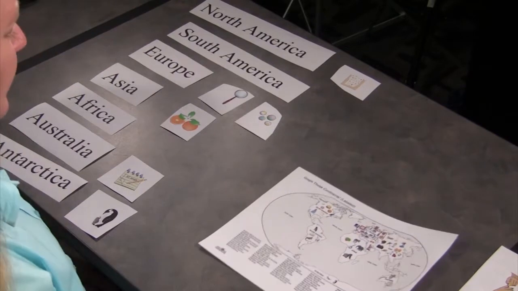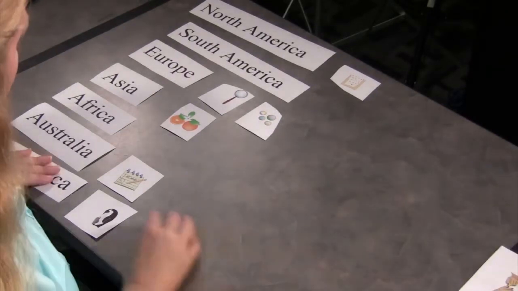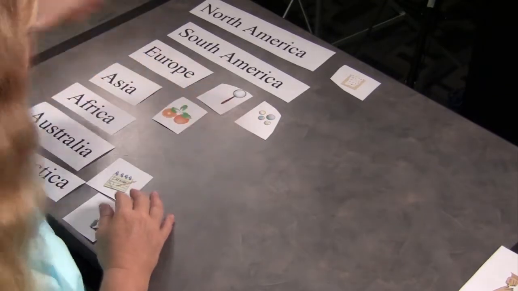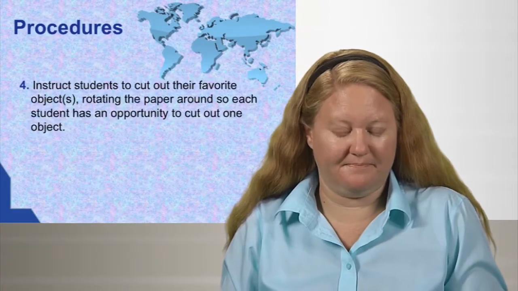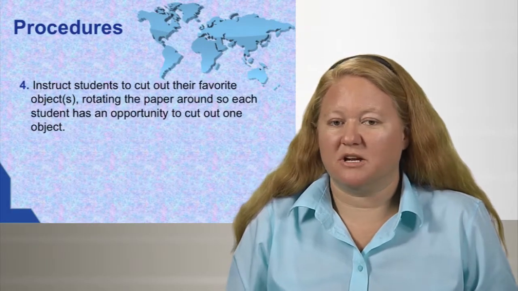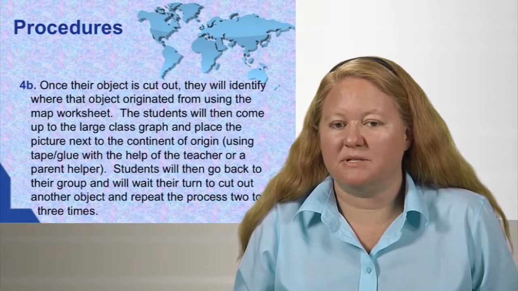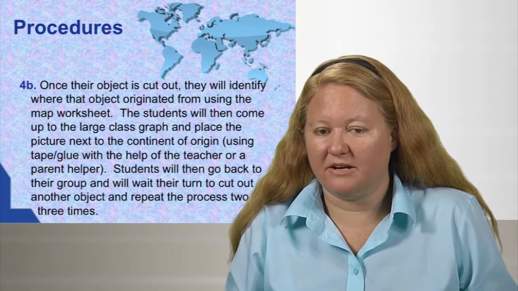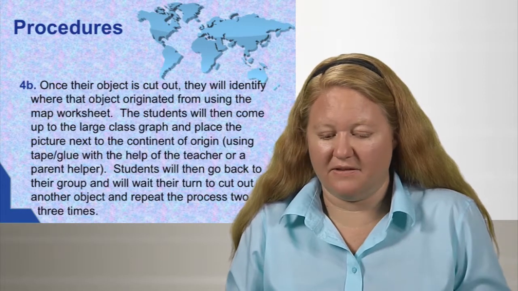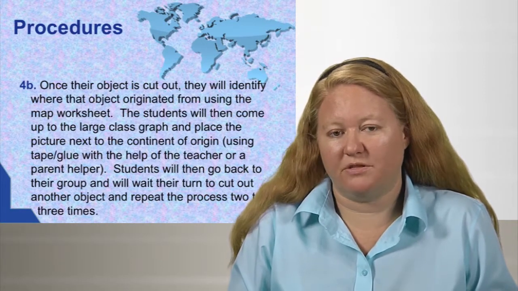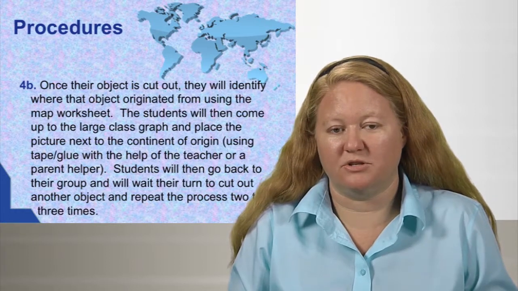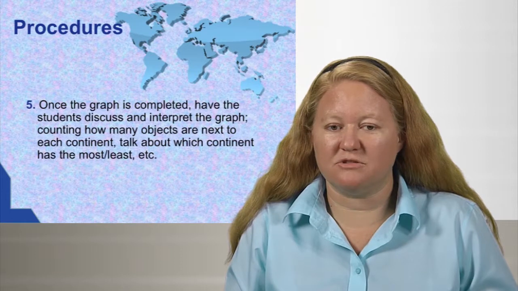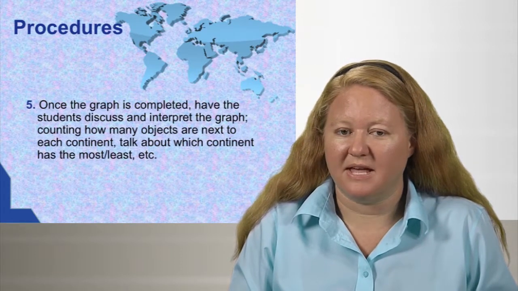So students, as they cut out the pieces, would come up to the large class graph and tape where those objects originated from. Students will then go back to their group and wait their turn to cut out another object to add to the graph. You would want students to have 2 or 3 times minimum an opportunity to come and add to the class graph. Once the graph is completed, have the students discuss and interpret the graph, counting how many objects are next to each continent, and talk about which continent has the most or least.